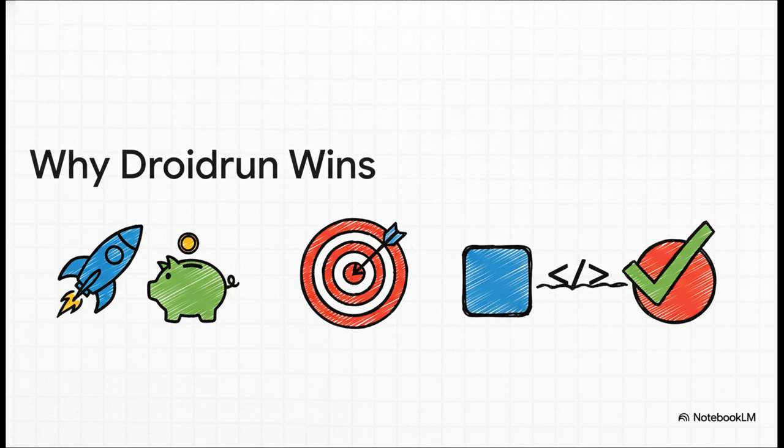But maybe best of all, think about this. If a developer updates their app and, say, changes the color of a button, a vision agent might get totally confused. Droid Run, it doesn't care. As long as that underlying code ID stays the same, it's going to work perfectly every time.